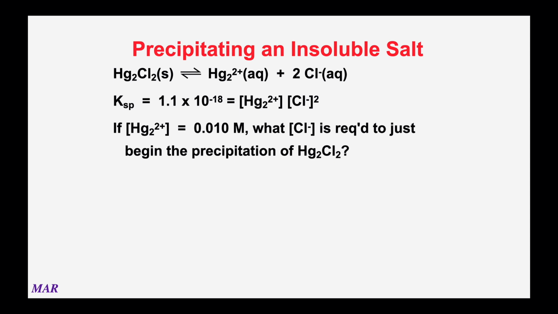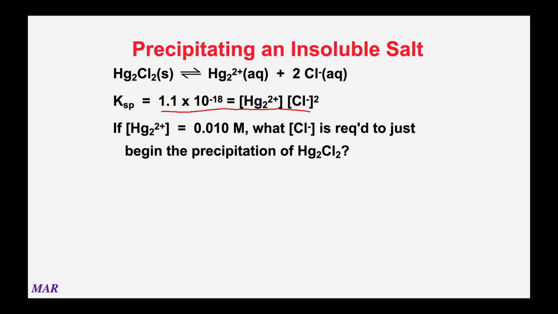So let's say we're going to be good people here and we're going to try and precipitate out the mercury 2+ ion as Hg2Cl2. Well, if the mercury 2+ is 0.010 and we know that KSP, the 10 to the minus 18th number, equals the mercury times the chloride ion squared, I wonder what chloride ion concentration, moles per liter, is required to begin precipitation of this Hg2Cl2 salt. And that's a really, really good question.